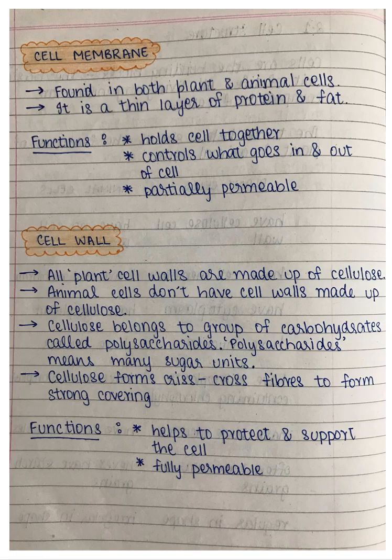Cell wall is found only in plant cells, and in plant cells the cell walls are made up of cellulose. Cellulose is a kind of carbohydrate called polysaccharides. More on this in Chapter 4. The function of the cell wall is to protect and support the cell. It is fully permeable.